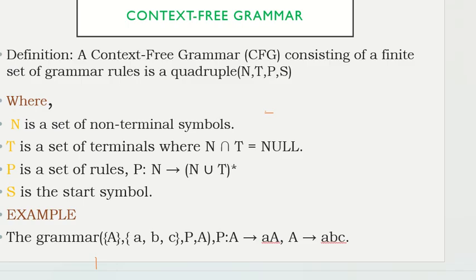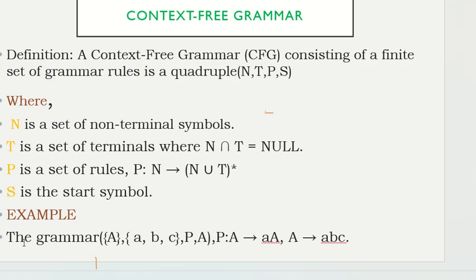Context-free grammar, consisting of a finite set of grammar rules, is a quadruple N, T, P, and S, where N is a set of non-terminal symbols, meaning capital letters like A, B, etc. And T is a set of terminals, meaning small letters, where N intersection T equals null. P is a set of production rules, and S is the start symbol.